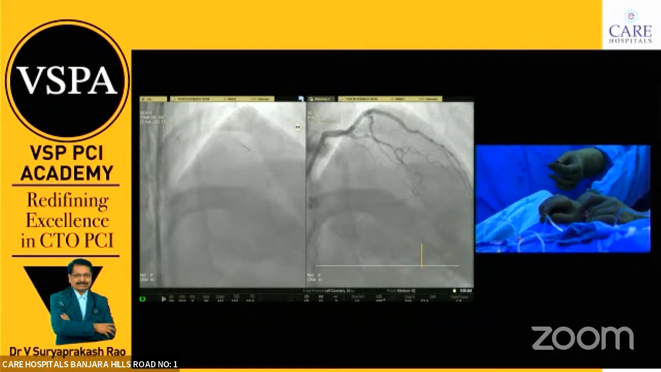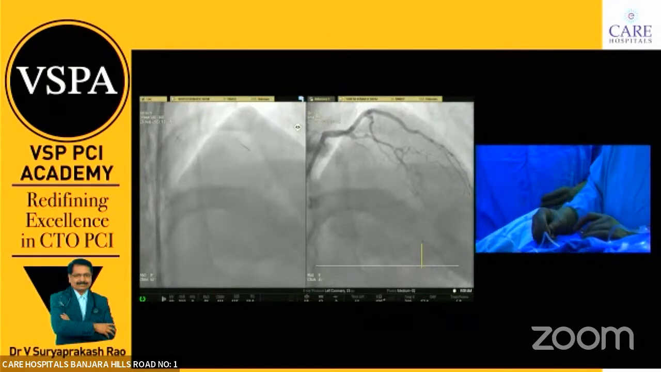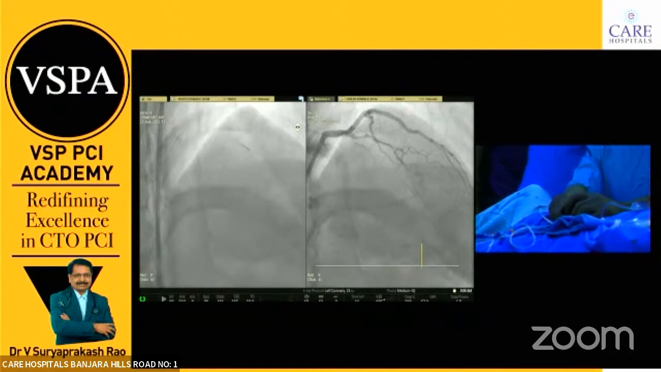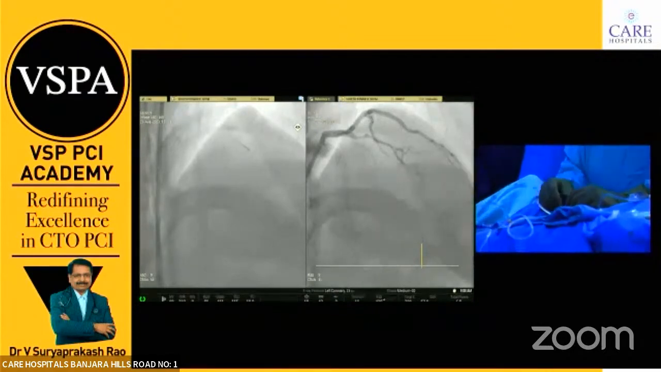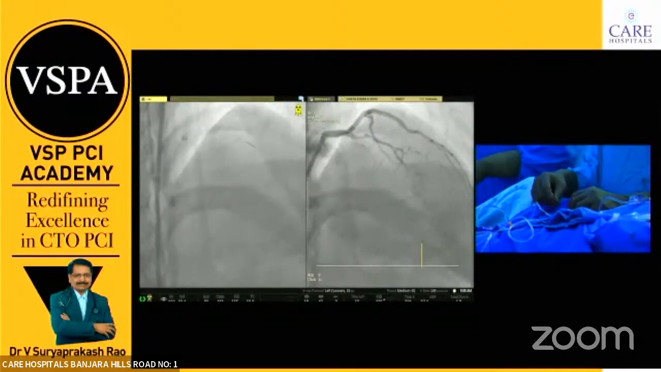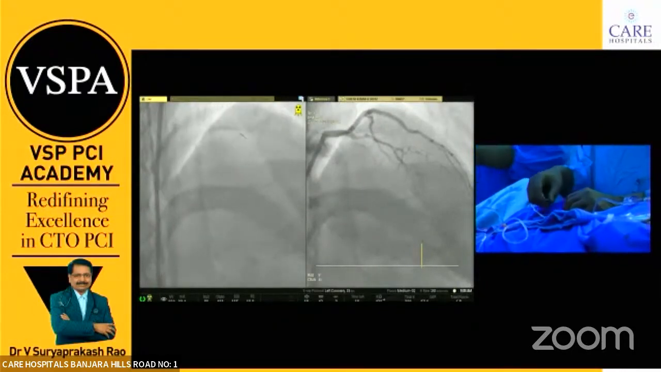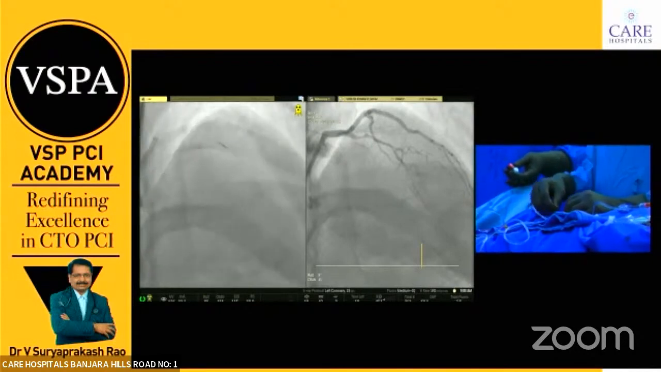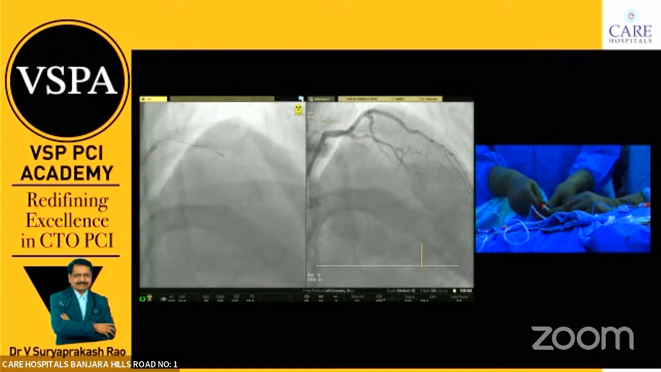Then I will change to a workhorse wire because I find a short segment, and maybe I can find a neo-channel in this. I'm using a Fielder XT, which is my favorite wire. There are 3 wires, Fielder XT, Fielder XT-R, and Fielder XT-A. Most of all these wires have the same strength. Only if the block is a little more stiff and needs penetration, I use a Fielder XT-A. The Fielder XT-R, even in calcific lesions, is a very atraumatic wire, which can also be used in a retrograde procedure for surfing.